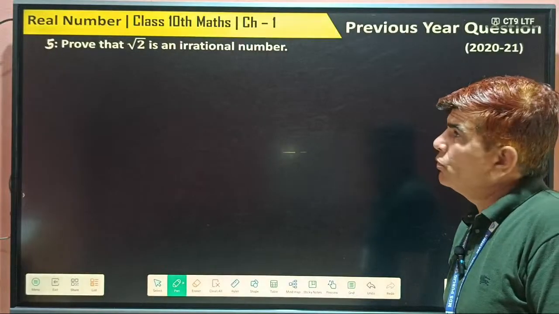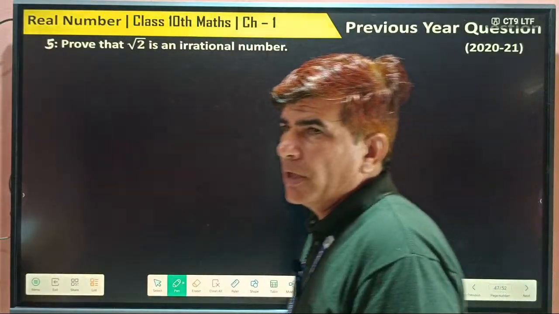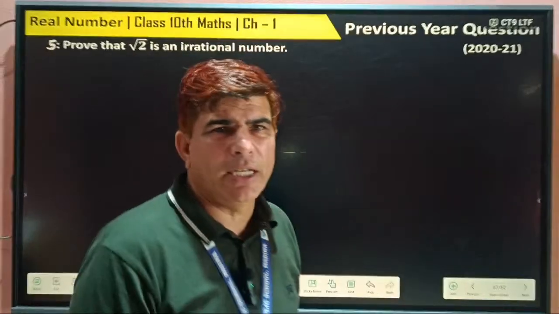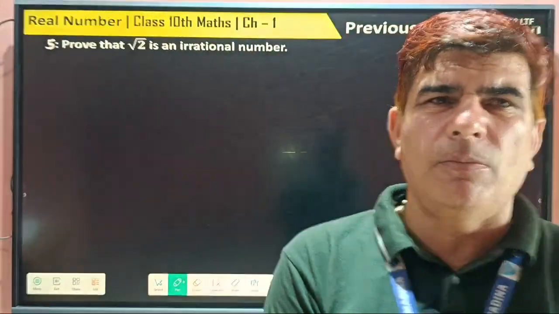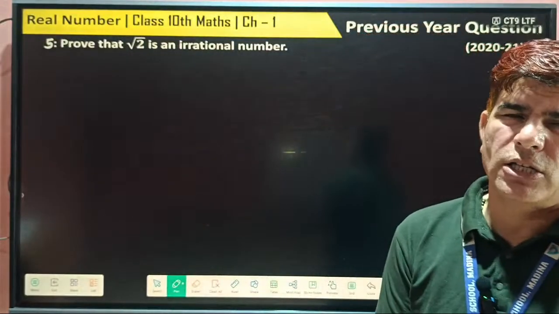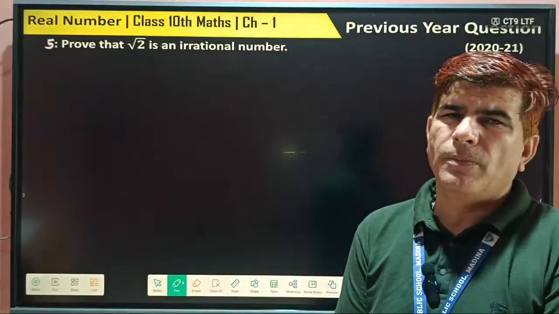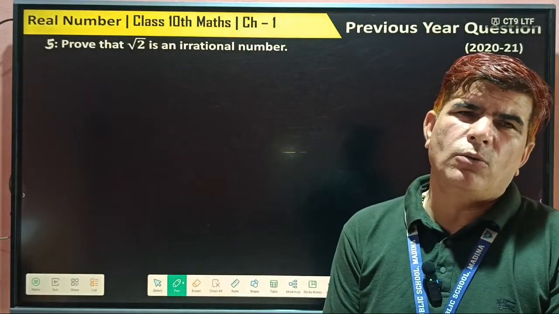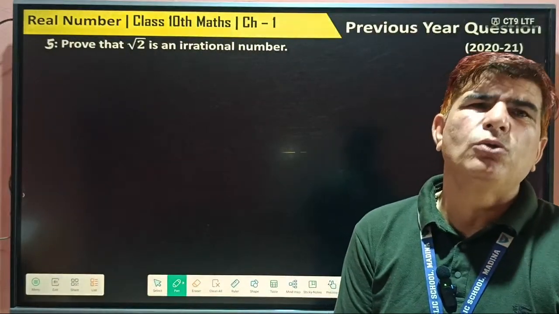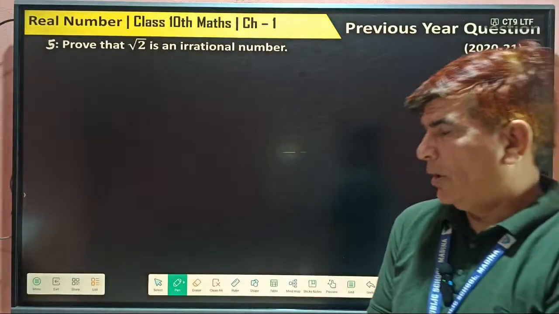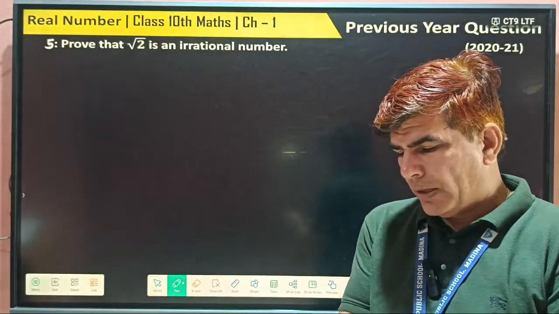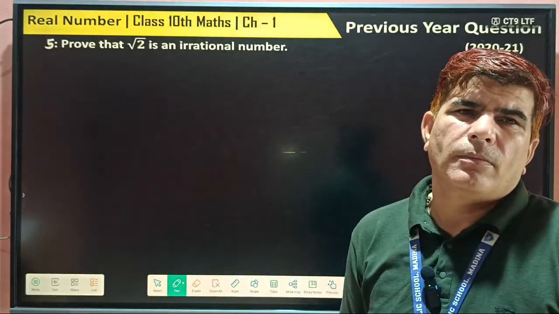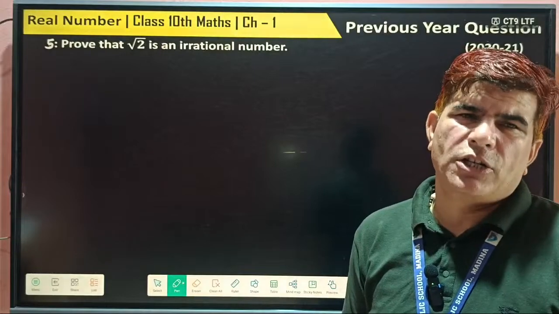Now next, given: prove that under root 2 is an irrational number. It may be possible that in the exam it comes like this: prove that under root 3 is an irrational number, under root 5 is an irrational number, under root 7 is an irrational number and root 11 is an irrational number. And you know all prime numbers under the root are irrational. But here we have to prove it. So if we have to prove irrational, then we can prove it by taking contradiction.